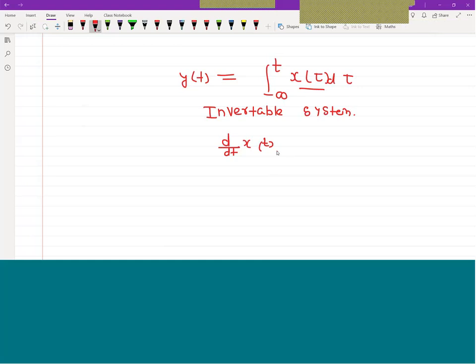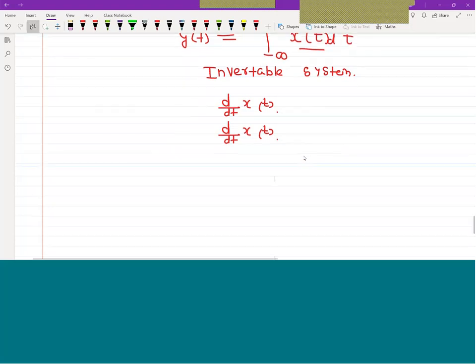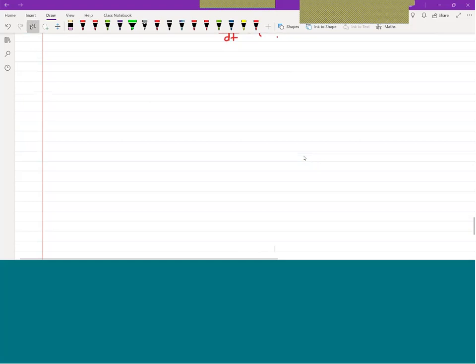So this is how we can check invertible and non-invertible systems, causal and non-causal systems, linear and non-linear systems. Now let's move ahead and see some examples.